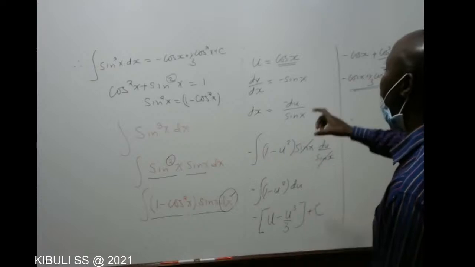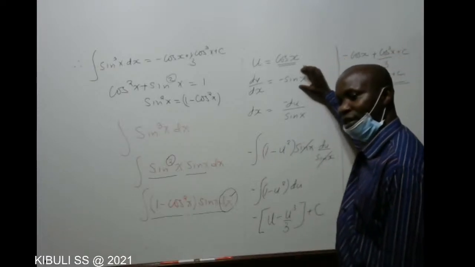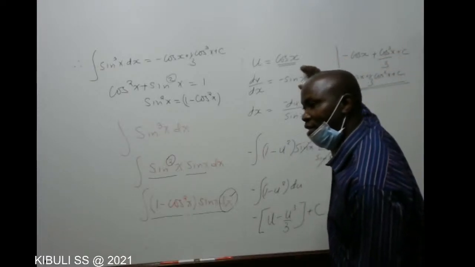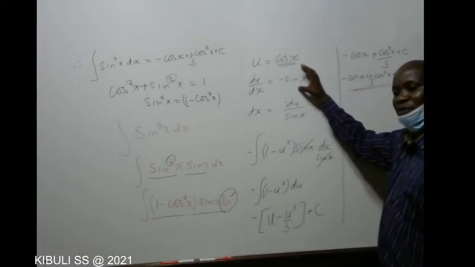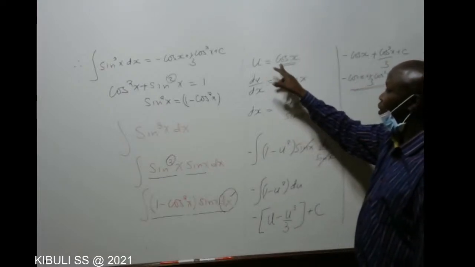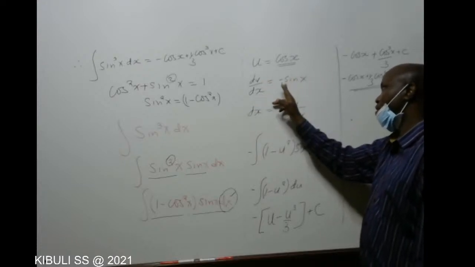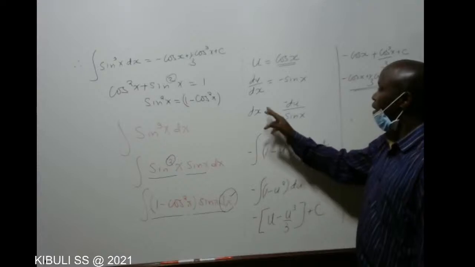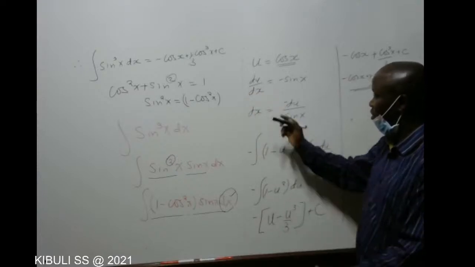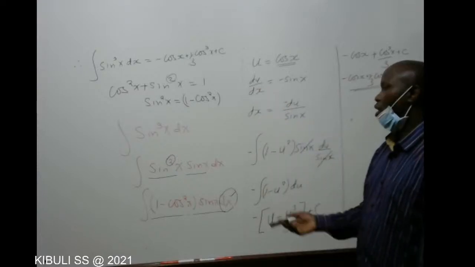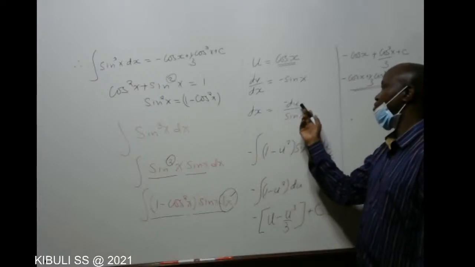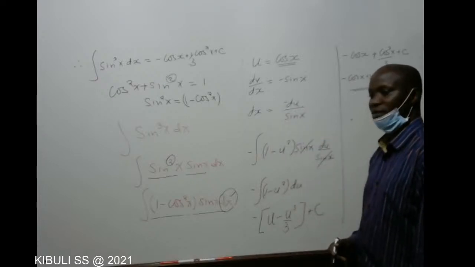Majority of you have this concept. I told you this concept, and I'm sure you're very comfortable with it. Differentiating cos x, you get negative sine x. So du is negative sine x dx. We make dx the subject, so our dx is equal to negative du over sine x.